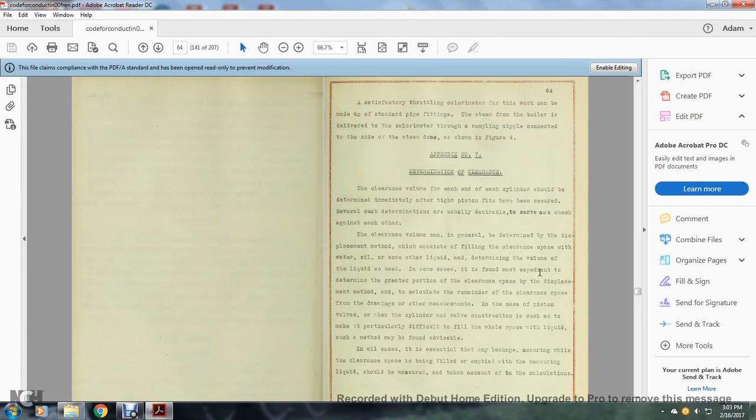In some cases, it is found expedient to determine a great proportion of the clearance space by the displacement method and to calculate the remainder of the clearance space from the drawings and other measurements. In this case, the piston valves with the cylinder and valve construction are such that it makes a part particularly difficult to fill the whole space with liquid, but the method is advisable. In all cases, it is essential that no leakage occur while the clearance is being filled, and the liquid used should be measured and taken into account in the calculations.